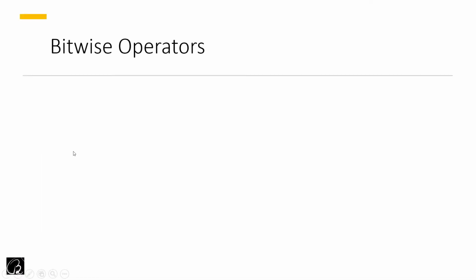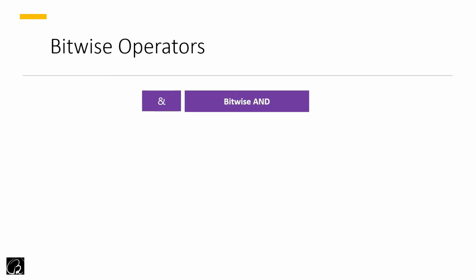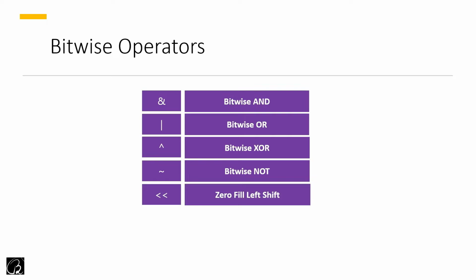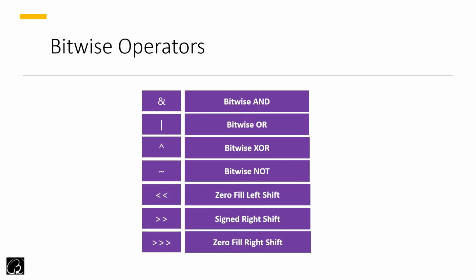Next one is bitwise operators. The name bitwise means it will check bit by bit. We'll see that. In bitwise operators, we have first of all bitwise AND, that is a single ampersand, whereas for logical operators we had a double ampersand, right? Then we have bitwise OR, that is a single pipe. Then bitwise XOR, that is a caret symbol. Then bitwise NOT, that is a tilde. Zero fill left shift, that is double less than. Then signed right shift, that is double greater than. And finally we have zero fill right shift, that is triple greater than. So let us see all of these in action.